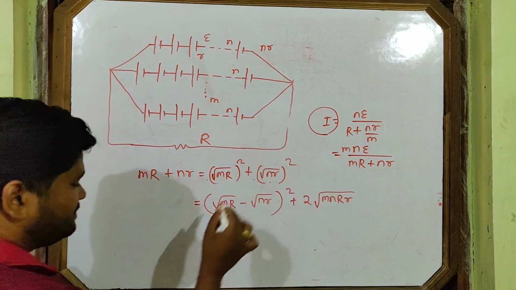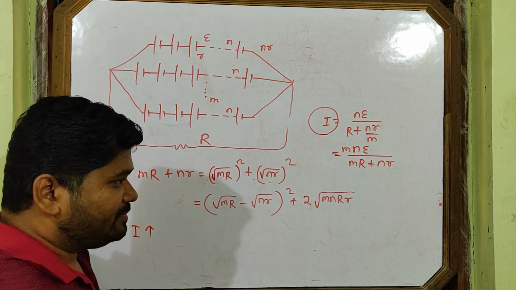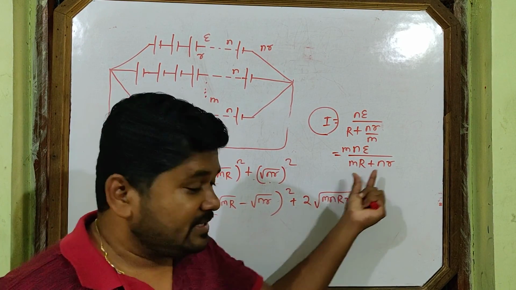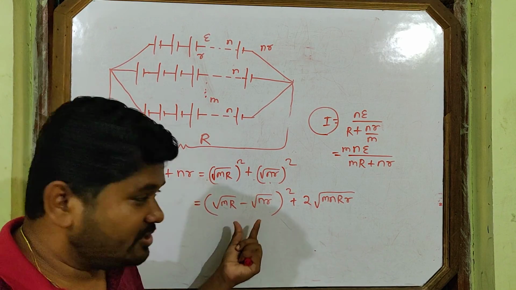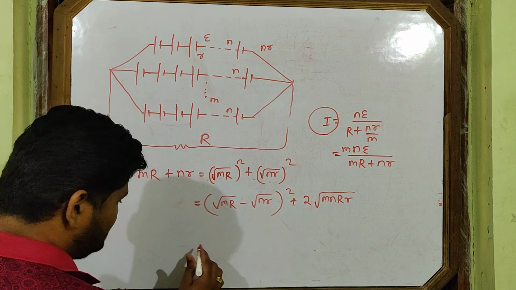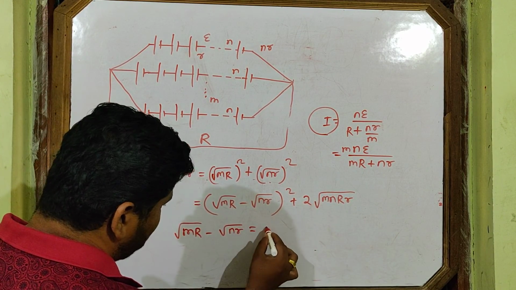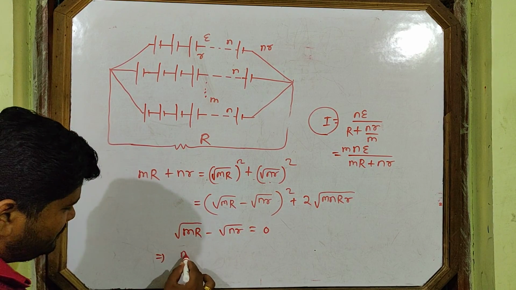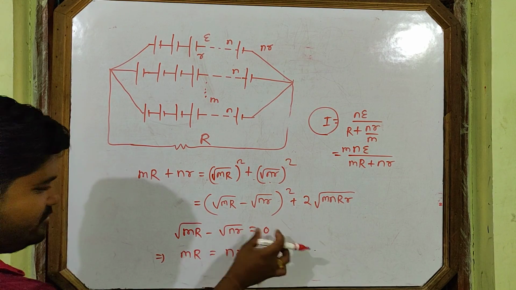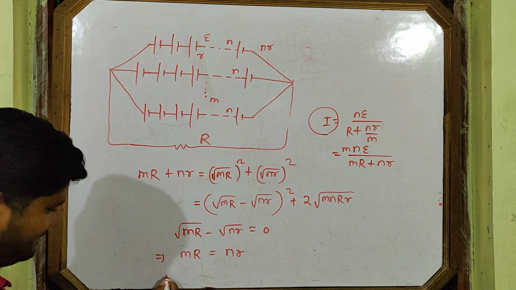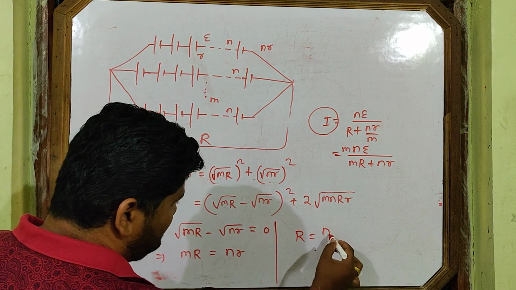So current will be maximum if the denominator is minimum. The denominator will be minimum if this term is 0. Which term? This term: root MR minus root NR is equal to 0. If this is 0, then root MR is equal to root NR. Taking it to the right side, MR equals NR. Now see, what about R? R equals NR by M.